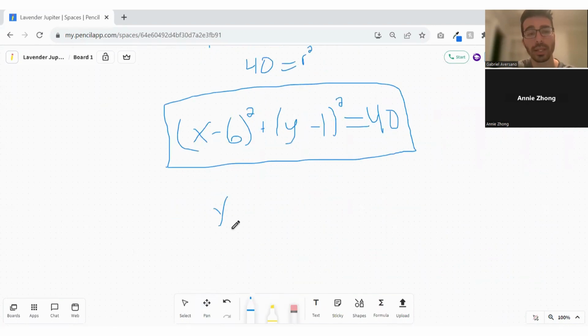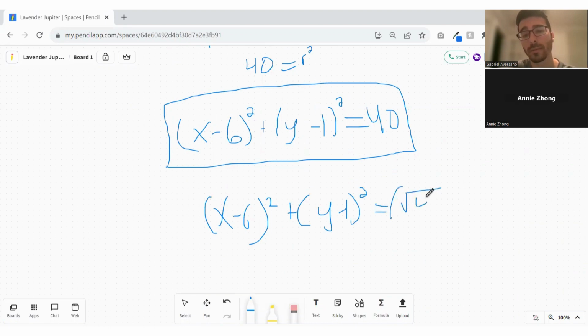Another way you could write this, keep this part the same. And then if you have R squared, well, R is the square root of 40. And you're going to square it. So a square root and a square kind of cancel out, and you're just left with R squared is equal to 40. So yeah, these are actually the exact same equation.